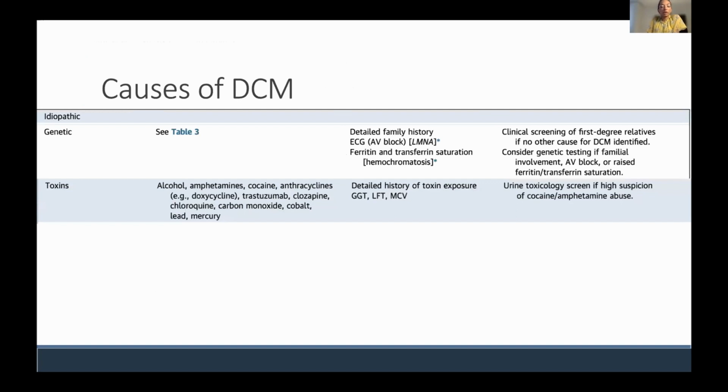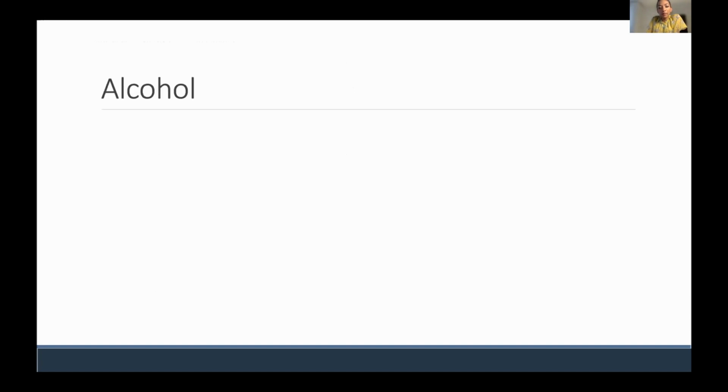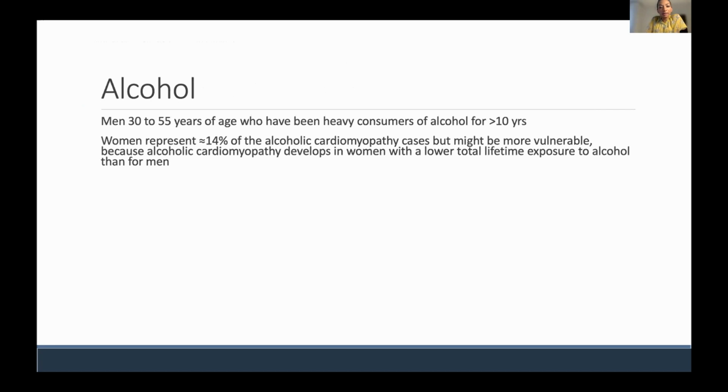The next important cause of dilated cardiomyopathy are toxins. Alcohol is probably the most common that we come across in clinical practice. Most common in men 30 to 55 years of age who have been heavy consumers of alcohol for more than 10 years or so. So it's important to note that mild or moderate alcohol use is typically not associated with alcoholic cardiomyopathy. It has to be really significant alcohol consumption.